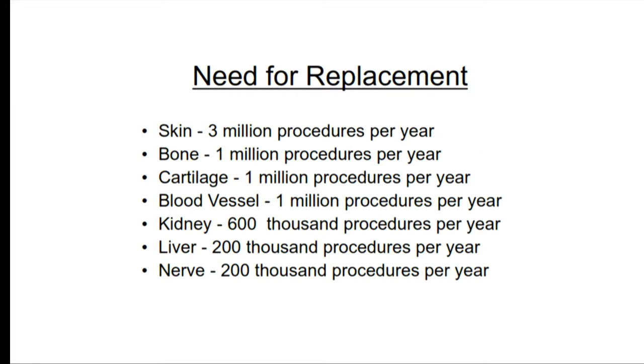So what's the need for replacement, for example, biomaterials? Why are we putting so much effort into this area? For example, there are 3 million procedures per year of the skin. That's a huge number. And bone, 1 million procedures per year, cartilage, 1 million, blood vessels, 1 million, kidney, 600,000. Again, the number is really high. And the liver, 200,000 procedures per year, and nerves, 200,000 per year. So that's the area where the scientists have to really think. That's the future of scientists, basically.